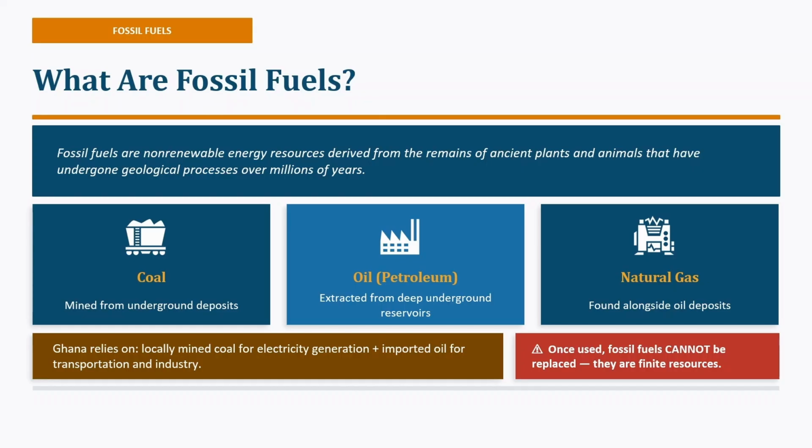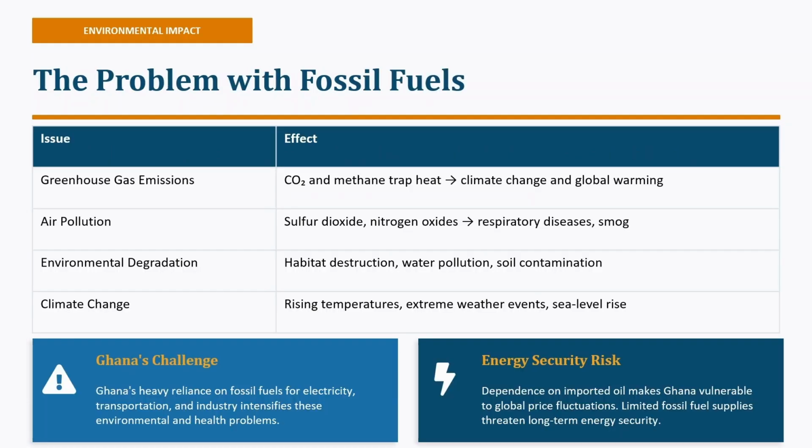And as I already mentioned, how do we obtain these fossil fuels? These fossil fuels are deep underground. So they are organic deposits that have undergone geological processes over millions of years, and then turn into these fossil fuels, and then humans extract them for various purposes.